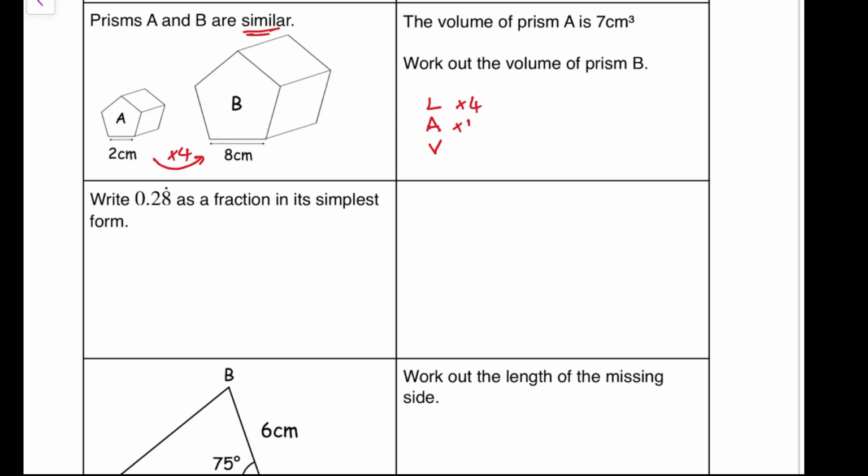My area scale factor is the square of 4, which is 16. And my volume scale factor is the cube of 4, which is going to be 64. Then the question says, work out the volume of B. So I'm going to start with the volume of A, which the question tells me is 7.